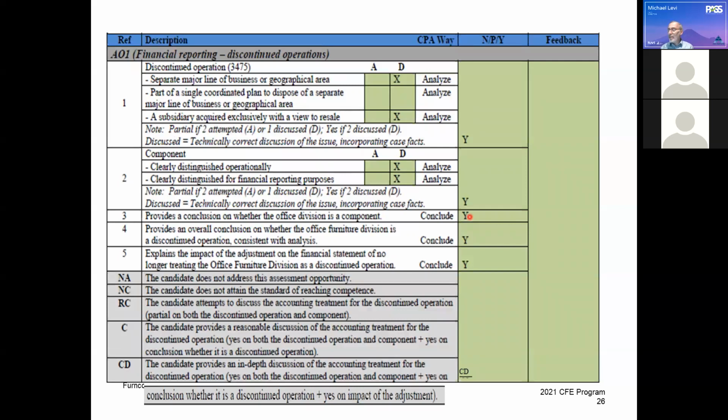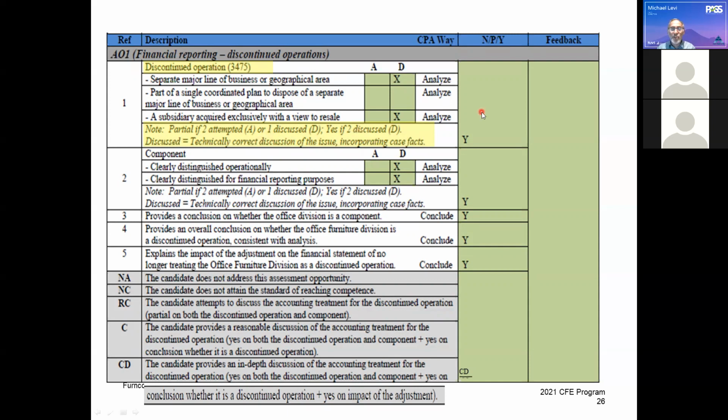Let's now take a look at the evaluation guide. The first part of the guide deals with how you have to meet one of those three conditions. So these are the three conditions listed in the handbook. Notice it says partial if two attempted or one discussed, yes if two discussed.